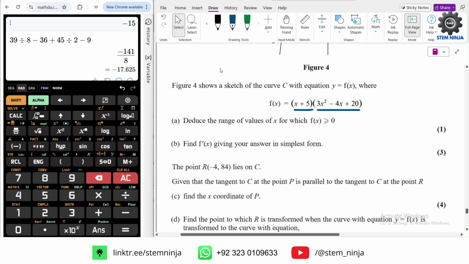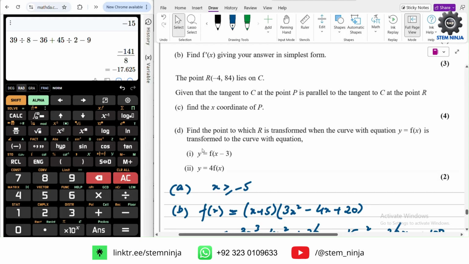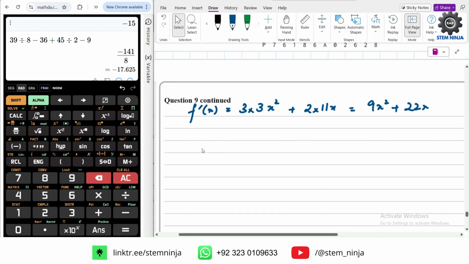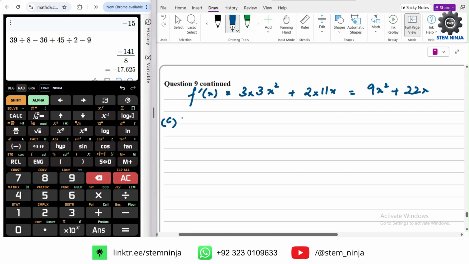Point R lies on C, given that the tangent to C at point P is parallel to the tangent to C at point R. So that means whatever the tangent at point R, it is also the same at P. So basically we need to figure out how many x values the tangent will be repeated. So first off, we need to find f prime of minus 4.